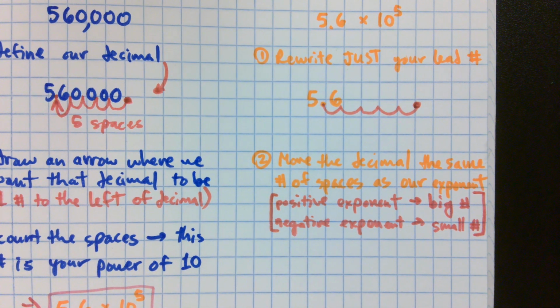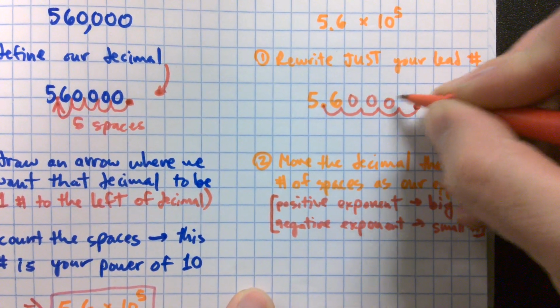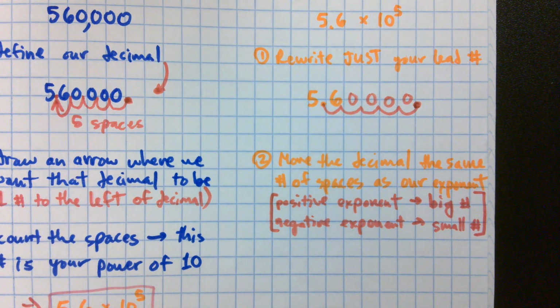What do I fill all those blank spaces in with? Zeros. 0, 0, 0, 0. A lot of times people see that 10 to the power of 5 and go, oh, it's just 56 with 5 zeros on the end. But that's not quite how we do it.